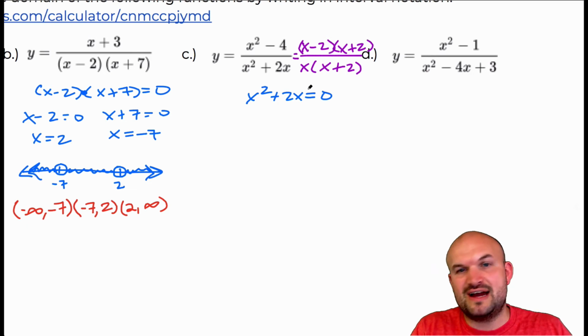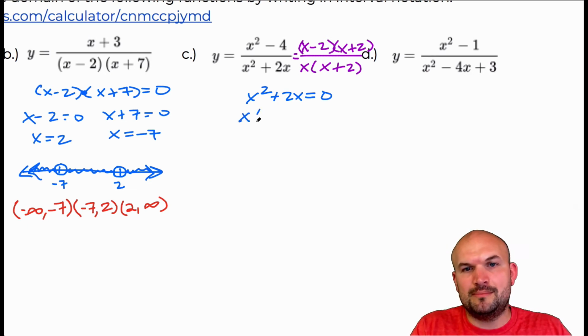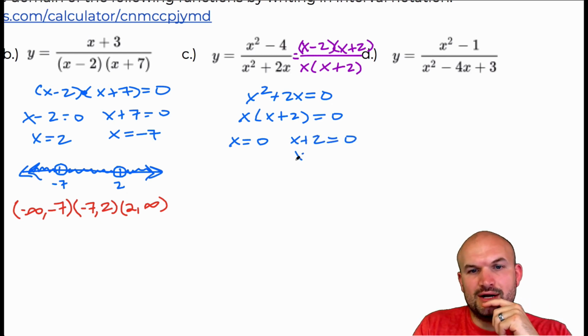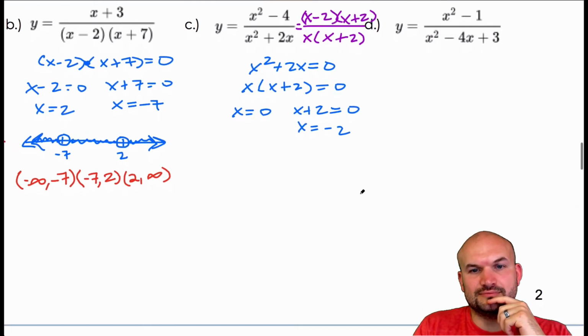Now, you could even take the factor form of that, which would have been faster, but I just want to help you guys out with that. As far as you factored out, now you can apply the 0 product property, x equals 0 and x plus 2 equals 0. Therefore, x is equal to -2.